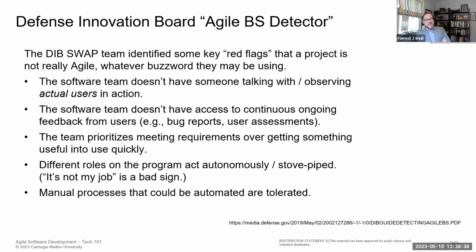Well, one of the resources I like to point people towards is, again, that Defense Innovation Board study. One of the subsidiary pieces of work that they came up with was what they call the Agile BS detector.